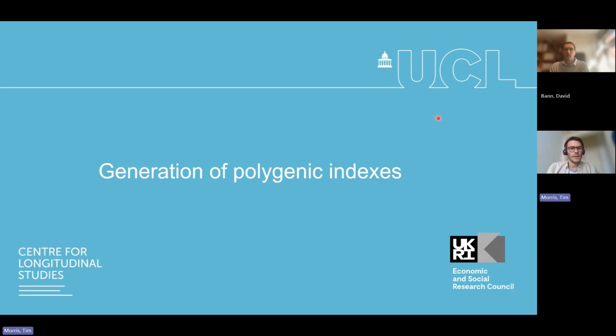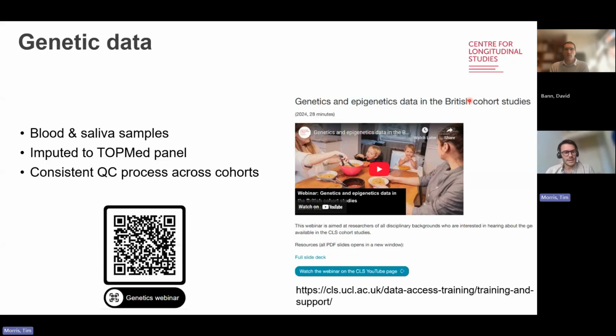So first of all, I'm going to talk about genetic data. Each of our cohorts have sampled our participants using either blood or saliva samples, and then these samples have been genotyped by the Bristol Biolabs. The data have been returned to CLS, and then we've run a series of quality control processes over the datasets. This is fairly standard QC processes.